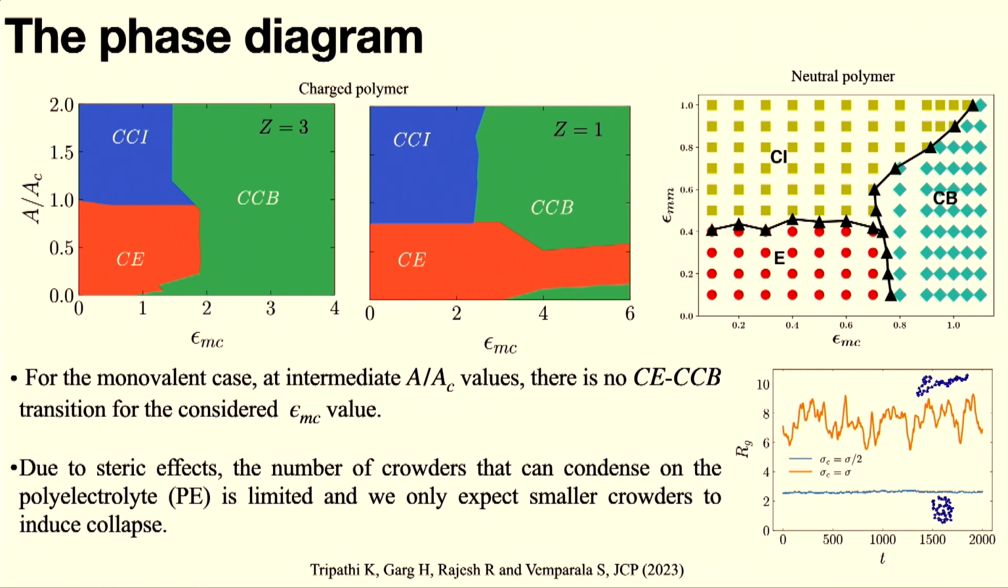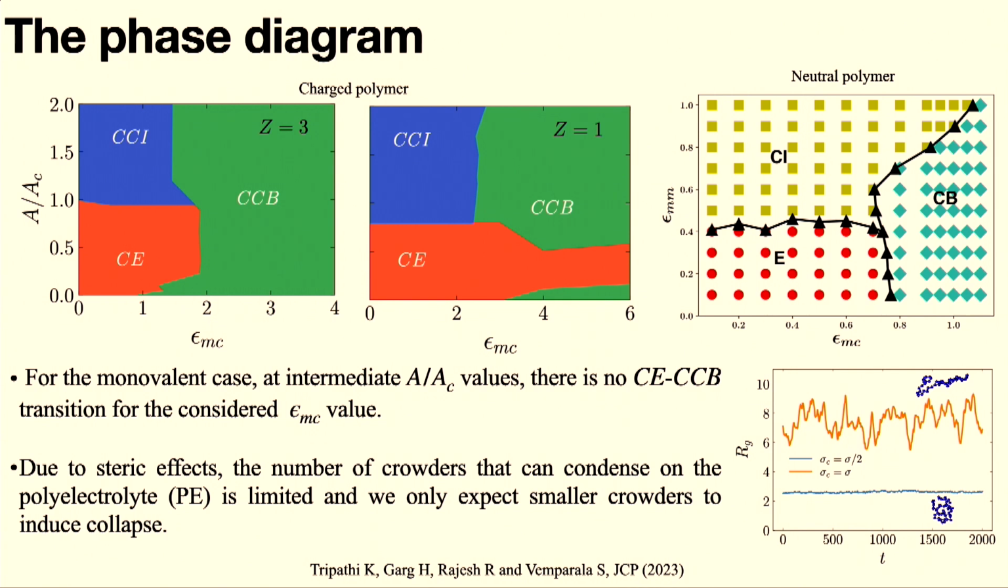For the charged one, we can see for Z equal to 3, it looks similar to what we got for the neutral one. And there are three phases that we are again explaining the same way. E is the extended phase, CCI is the collapse phase due to the counter ions, and then the CCB phase, which is due to the Crowder. So here the phase space is epsilon MC, and here the charge density A by AC is the charge density on the chain backbone.